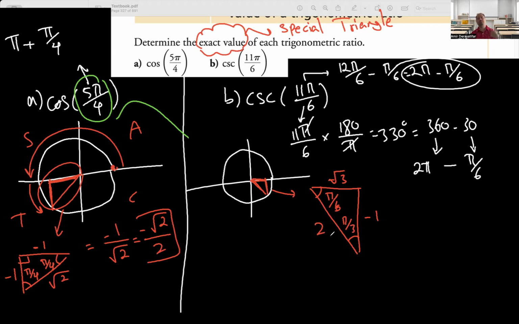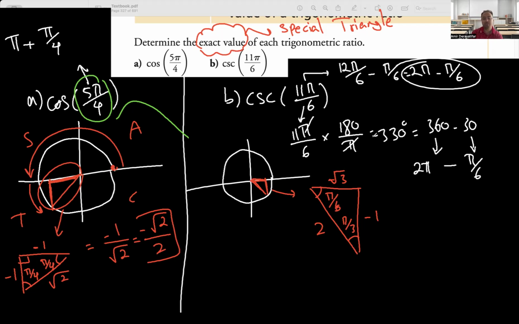Pi over 3, 60 degrees, in front of it is going to be the bigger side, which is root 3, and then pi over 6 is 30 degrees, in front of it would be a smaller side, which is 1. In this case, it's going down below the x-axis, so it's -1. Hypotenuse, regardless of the quadrant, is always going to remain positive.